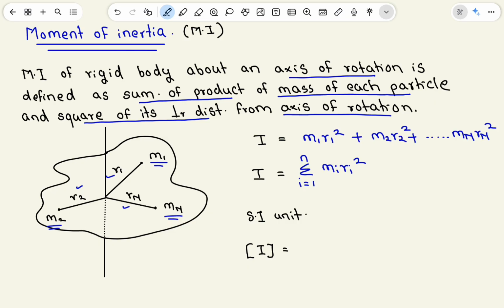We know that the moment of inertia is nothing but the product of mass and the square of the distance. So the unit of mass is kg and the square of the distance will have unit meter square. So the SI unit of moment of inertia is kg meter square. Now from this unit we can easily write down the dimensions. Kg, therefore we have mass to power 1. Meter square, therefore we have length to power 2. And there is no unit of time, that is second, therefore T to power 0.